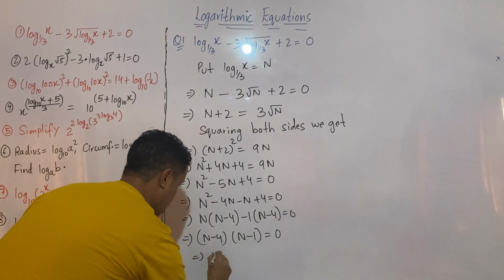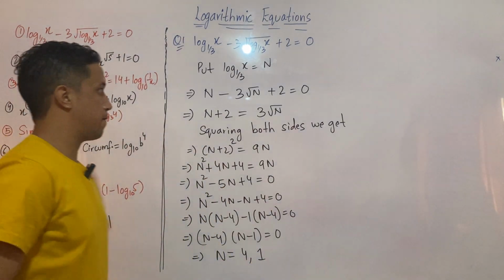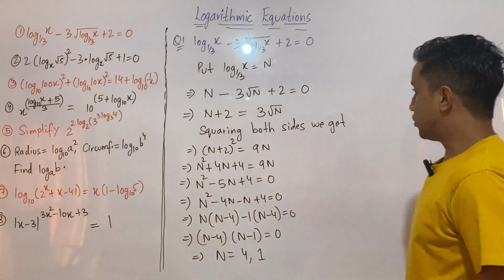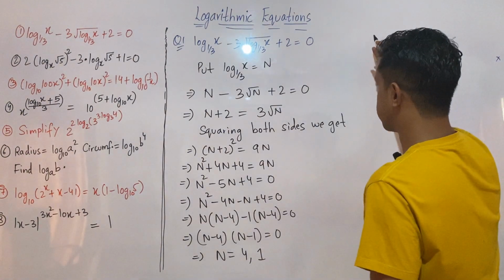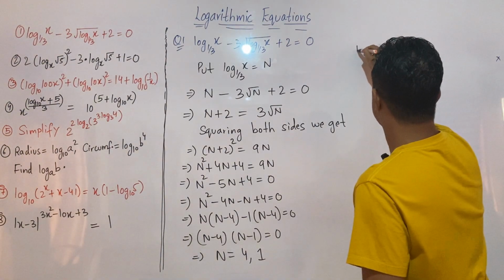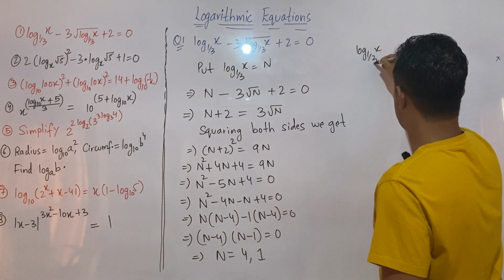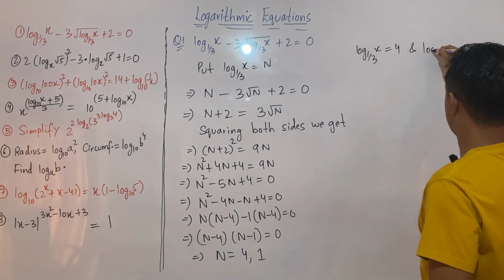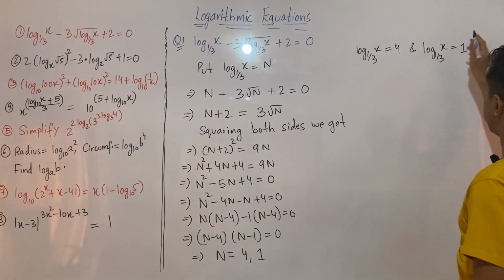And from here, the value of n is 4 and 1, right? So we got n = 4, we got n = 1. So what does it mean? It means that log of x to the base 1/3 is 4, and log of x to the base 1/3 is 1.